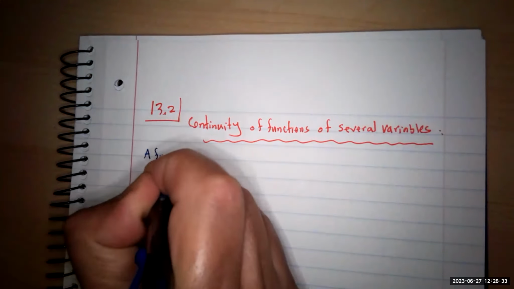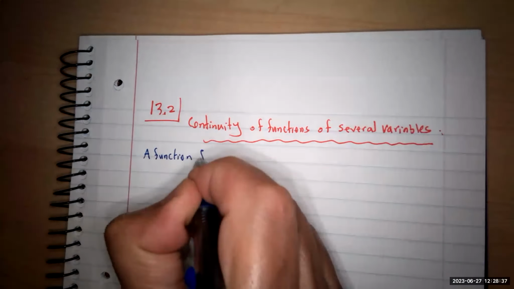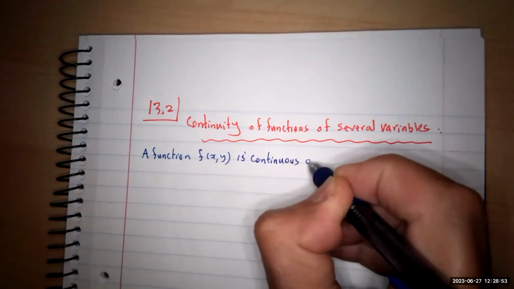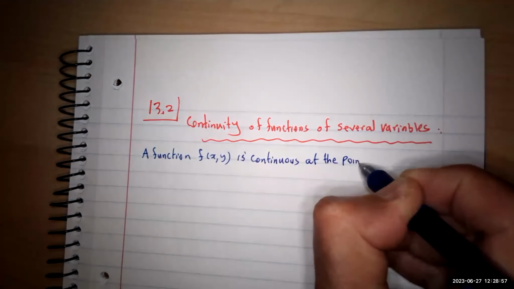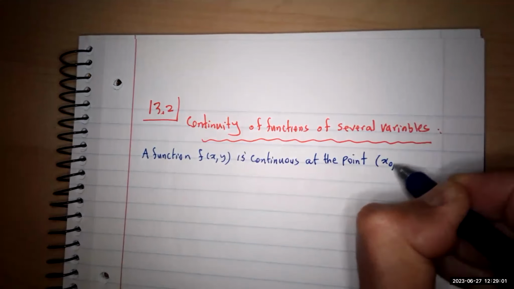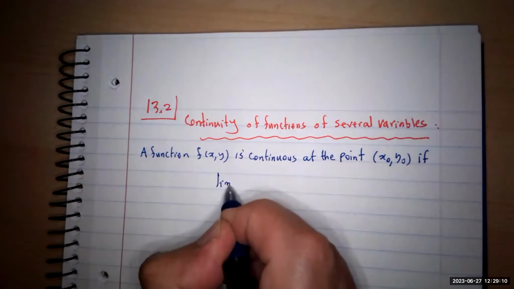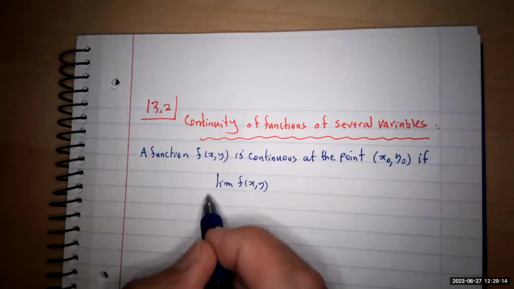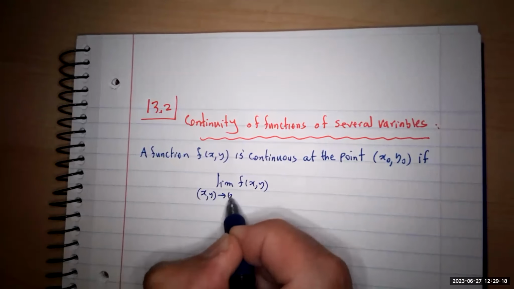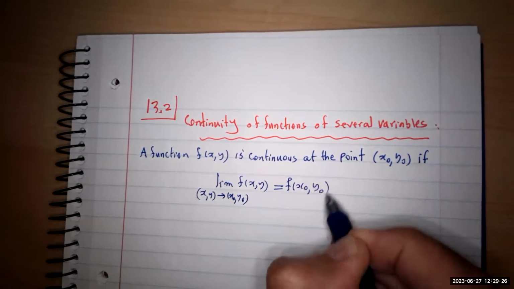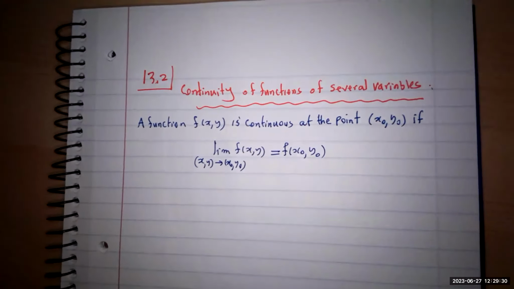So a function f of x comma y, I make it brief because we know everything about this concept, is continuous at the point x0 comma y0 if the limit of f of x comma y, when x comma y goes to x0, y0, is equal to the value of the function f of x0 comma y0. Okay, this is a continuous function.